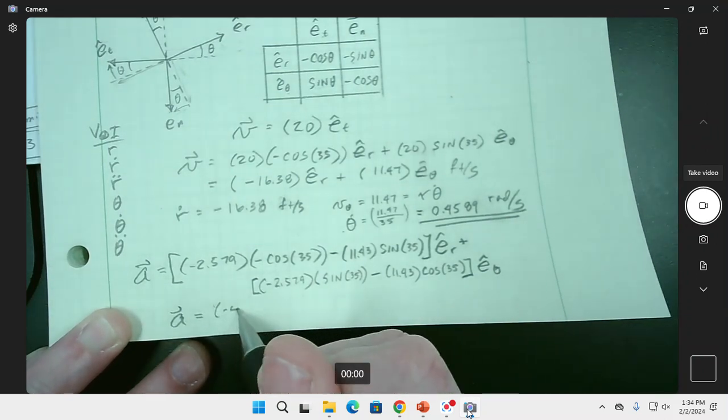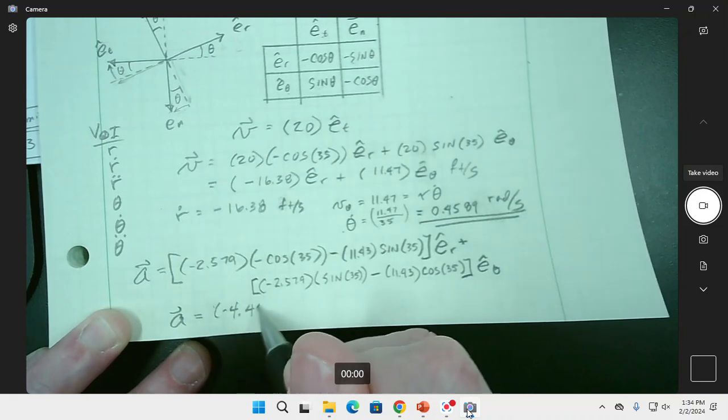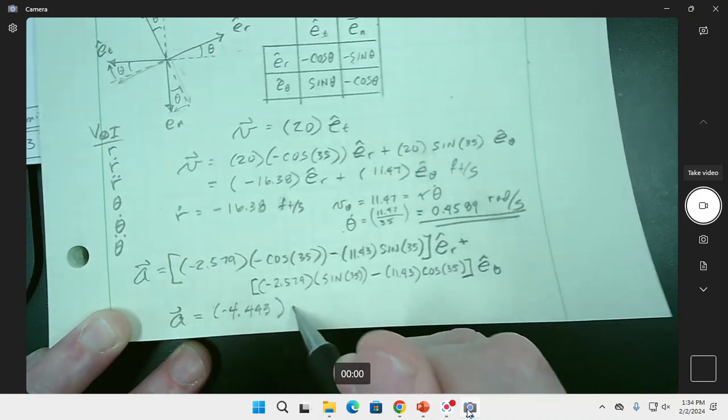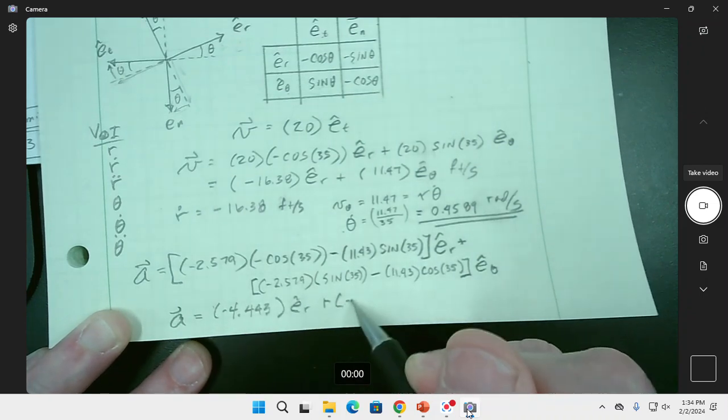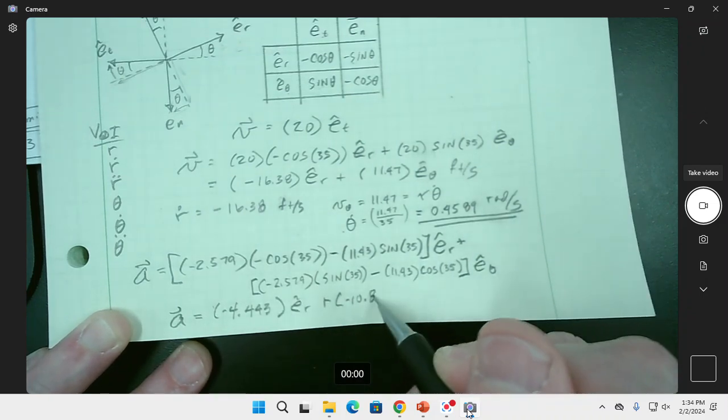Okay, so this turns out to be negative 4.443 plus negative 10.84.